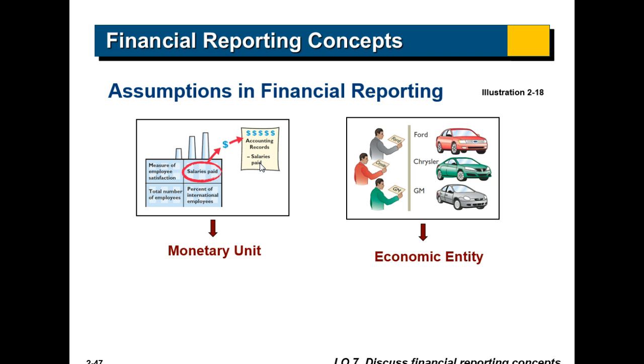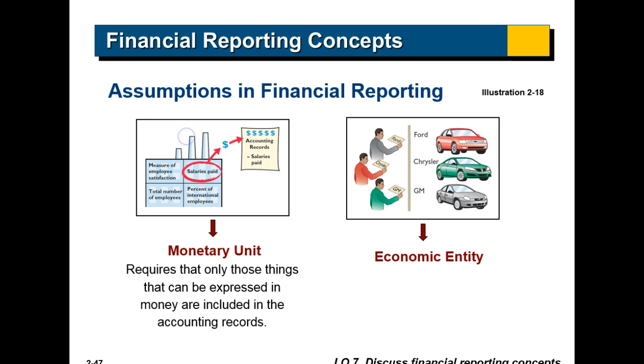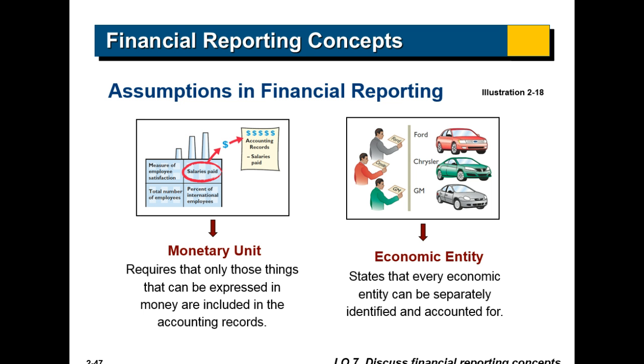When you go and fill out your information for FAFSA or whatever, you use your information. Can you use your next door neighbor's too? You're a separate entity. This is a basic assumption we use in accounting, that each entity stands on its own. So monetary unit: only those things that can be expressed in money are included in accounting records. Economic entity states that every economic entity is separately accounted for.